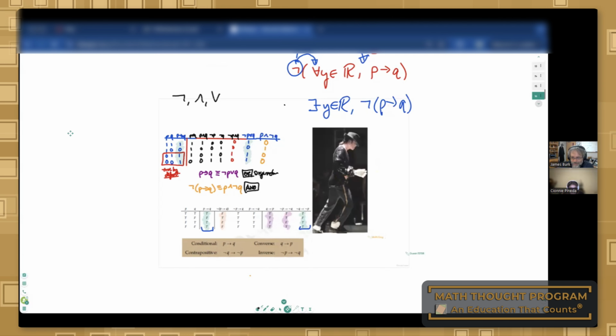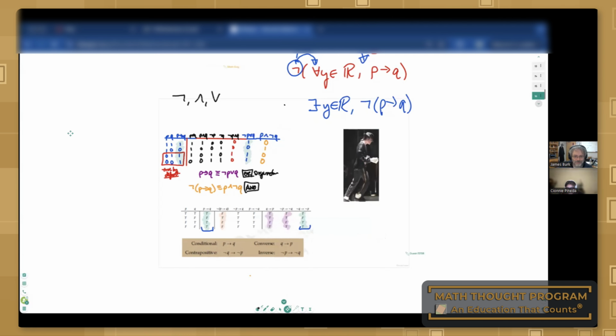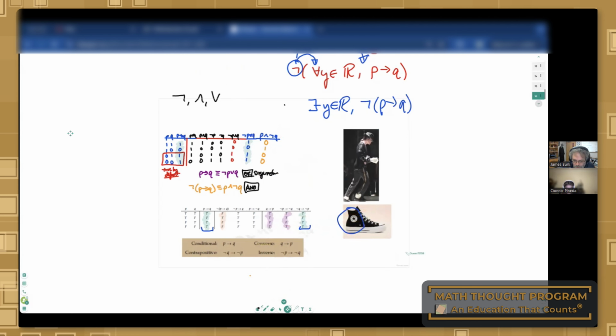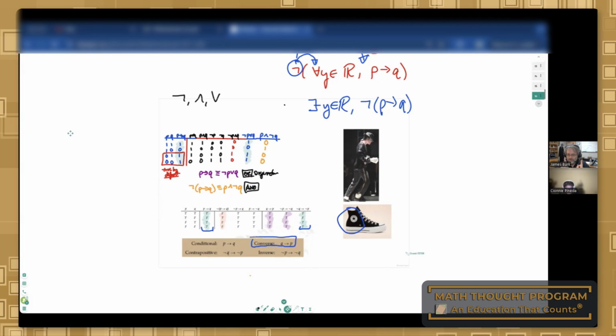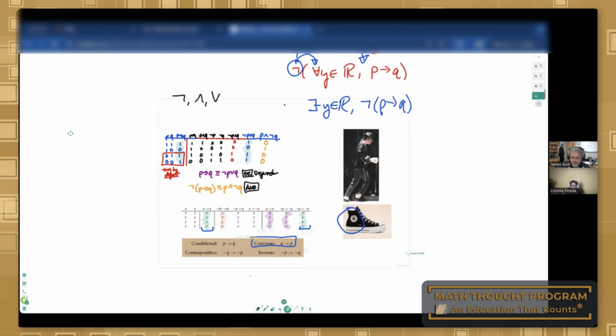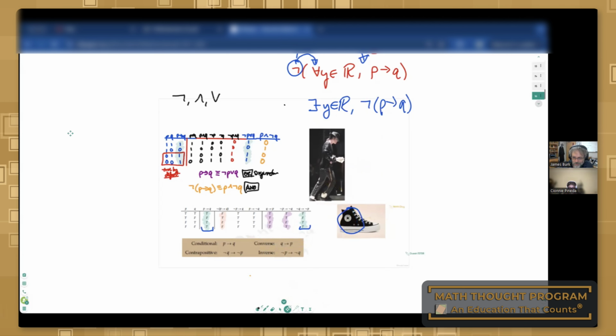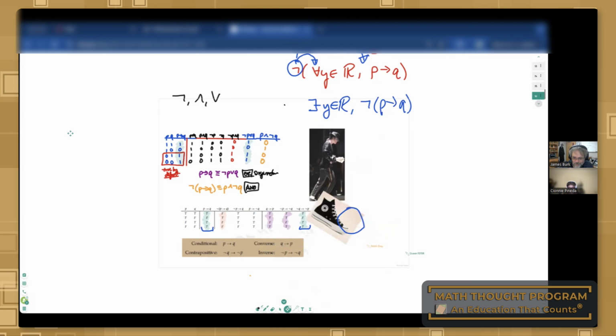Okay, who's that? Michael Jackson. What's he doing there? The moonwalk. You know what he's wearing? Converse sneakers. Look at that. What does a Converse do? Flips around, doesn't it? So if you could just remember Michael Jackson doing that moonwalk, maybe he's wearing these Converse sneakers. Just go along with it.